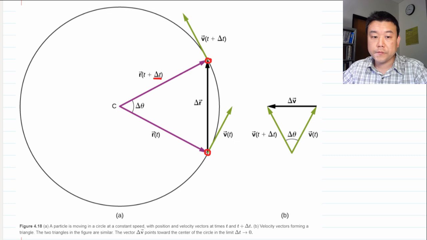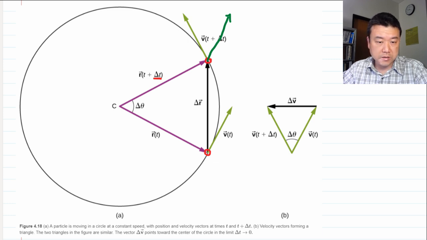This is called uniform circular motion because the speed is assumed to be constant. So the length of the velocity vector doesn't change, only the direction does. I've drawn a copy of the velocity vector here, and through geometry, you can figure out a few things.